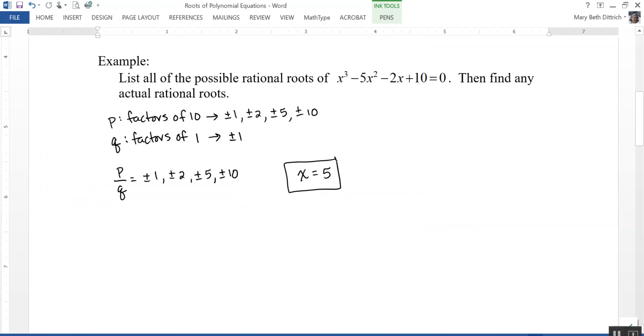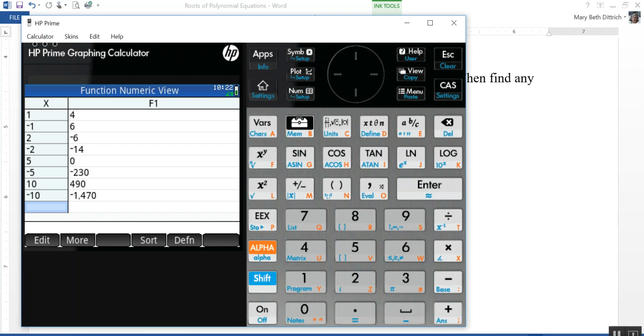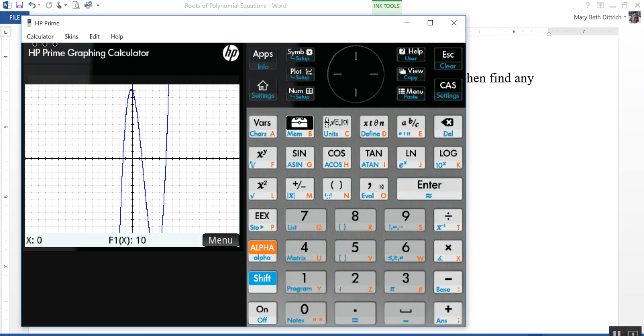And in fact, let's go back to the calculator. I can confirm this if I go to plot, and I can see what a graph of this function looks like. I can see that I do have 3 real zeros, and notice that this one is between negative 2 and negative 1, so that's not going to be a rational number. Between positive 1 and positive 2, that's not going to be a rational number either, and here is my rational zero at x equals 5.